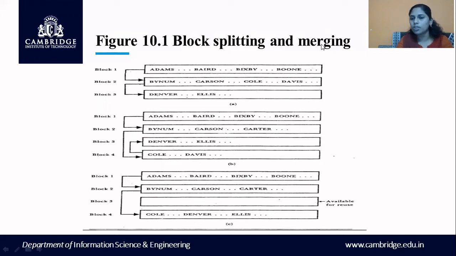When does block merging happen? Whenever we delete a record from the block, causing an underflow condition in the block, we need to merge the blocks. We will see all the conditions. It is diagrammatically represented here.